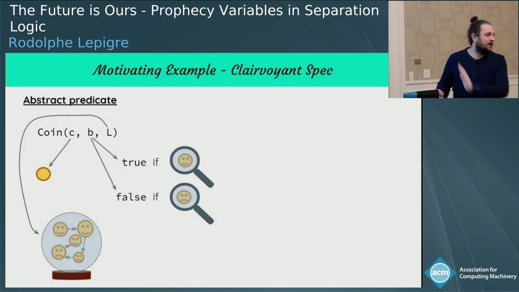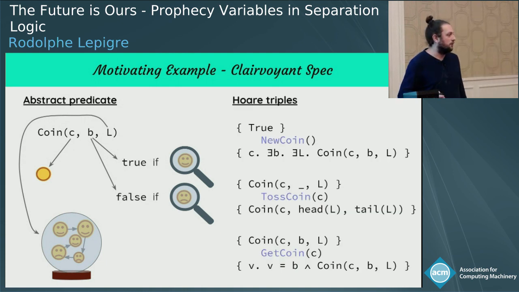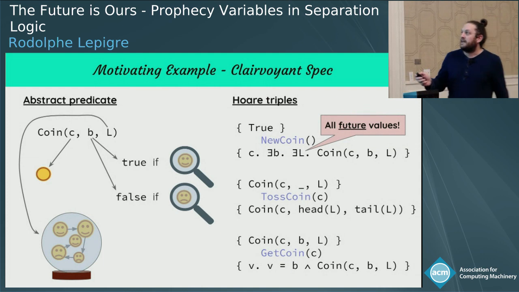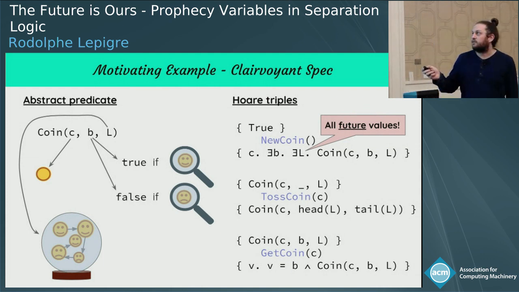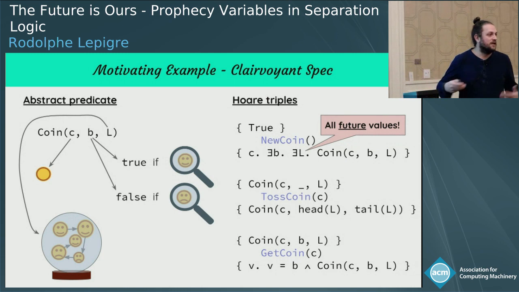But yeah, assuming we can do that, then we can again give a hostile spec for our operations. And here it is, what we have is pretty similar to what we had for the previous example. There are only a couple of key differences. The first one is that in the postcondition of new coin, we now have a second existential quantifier that ranges over all the future values that the coin will have. And so this really means that once you've created a coin, you really know what all the future values of the coin are going to be.